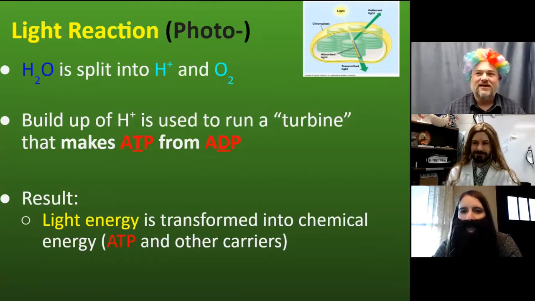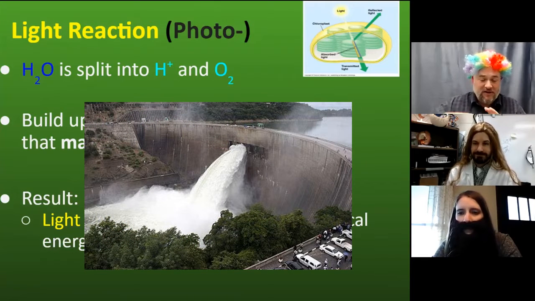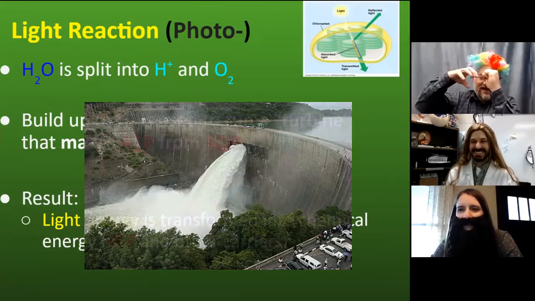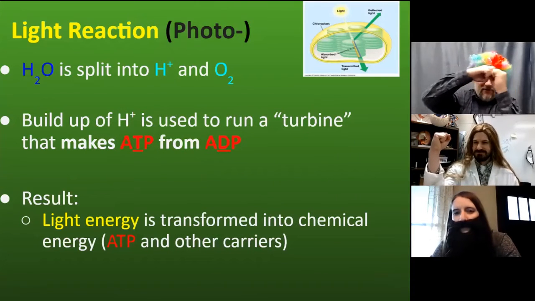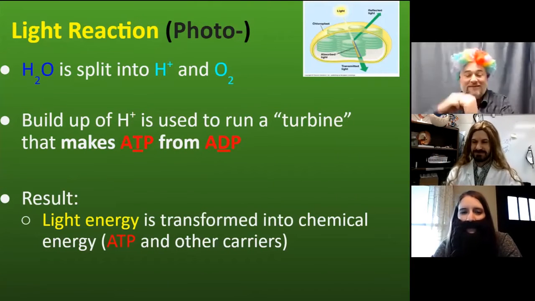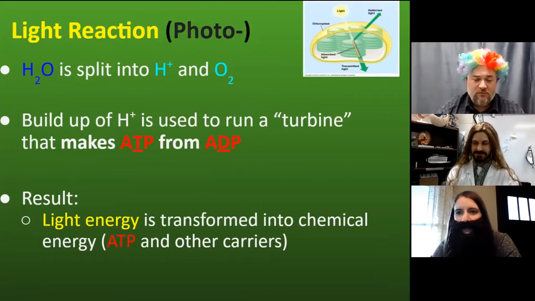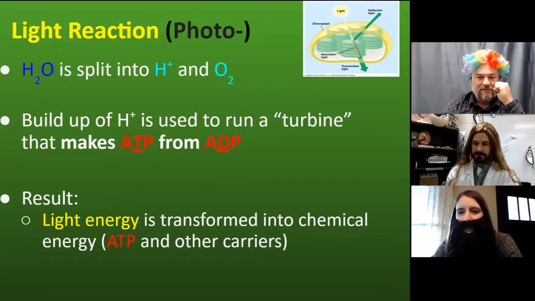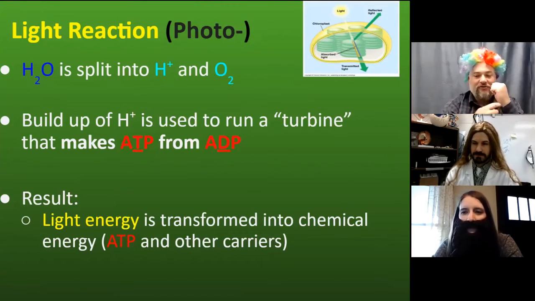You can think of this like water behind a dam, right? You build up more and more water behind that. This is the dam, okay? More and more water behind the dam, and that water's pushing on the dam, wants to get through, and it can't. So what we do is there is literally an enzyme in that dam of the chloroplast, that plasma membrane of the chloroplast.